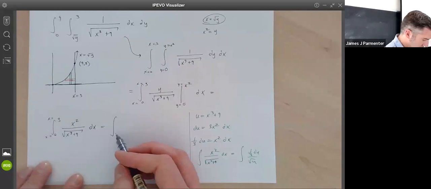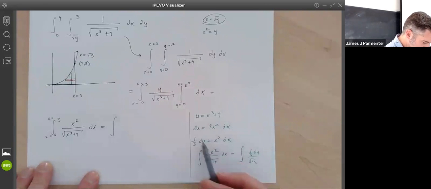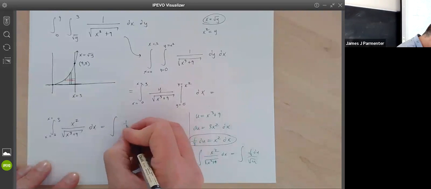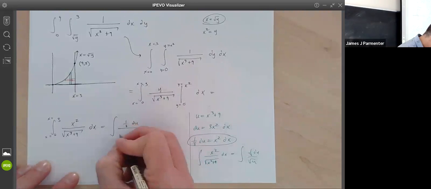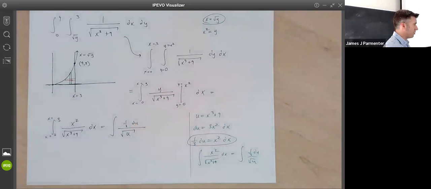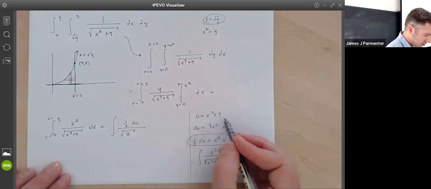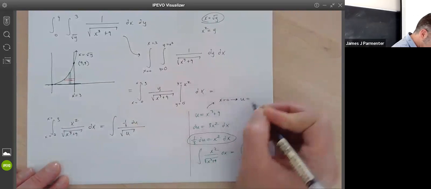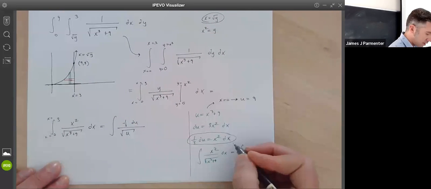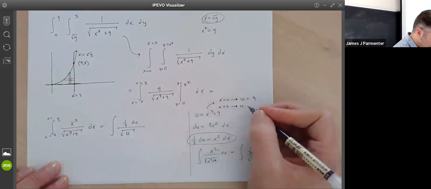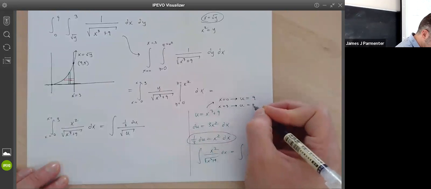So when I change things to u, well, let's see. Where'd it go? Apologies. My 1/3 du is x squared dx. So the x squared dx becomes 1/3 du. And I'm going to have the square root of u. But now I'm doing my integral in terms of u. So I should also change my limits of integration. So if u equals x cubed plus 9, if x equals 0, u is going to be 0 cubed plus 9. And if x equals 3, u is going to be 3 cubed plus 9, which is 27 plus 9, which is 36.